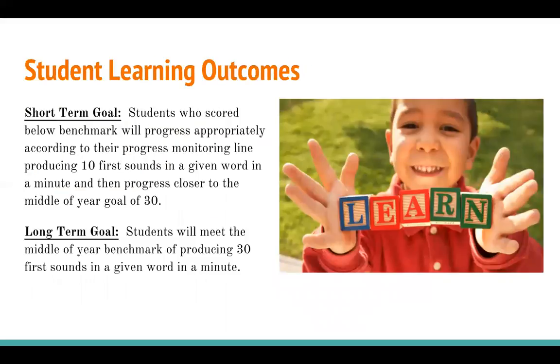Some of those student learning outcomes that we came up with were short-term and long-term. Our short-term goal was that our students who scored below benchmark would progress appropriately using their progress monitoring line, producing 10 first sounds in any given word in a minute, and then progress closer to the middle of the year goal of 30. The long-term goal that we set for our students would be that they would meet the benchmark at the middle of the year in January, producing 30 first sounds in any given word in a minute.